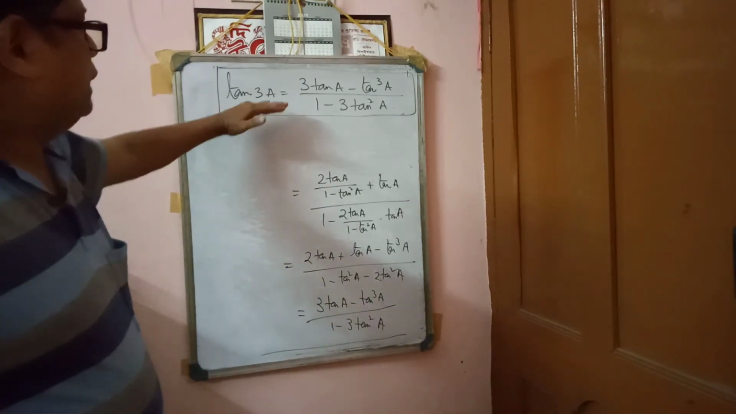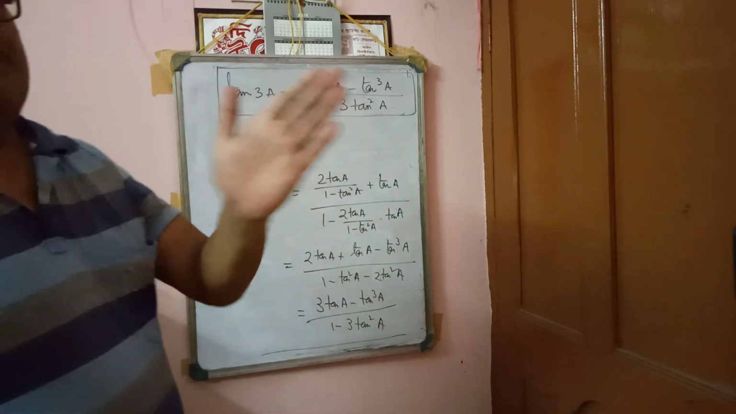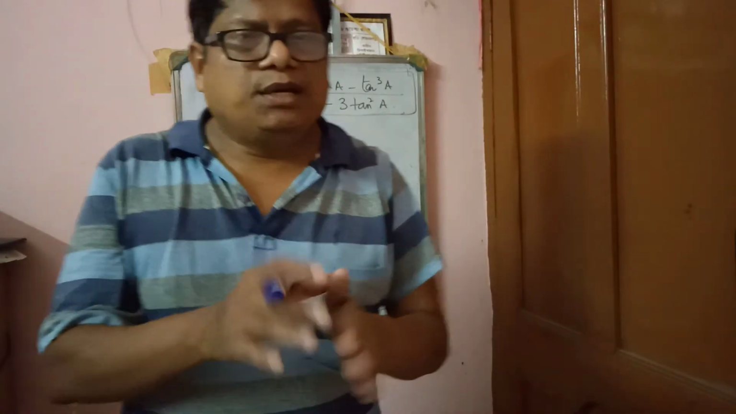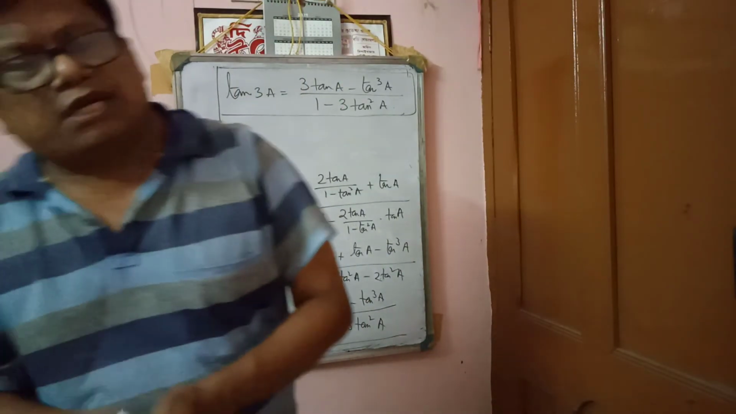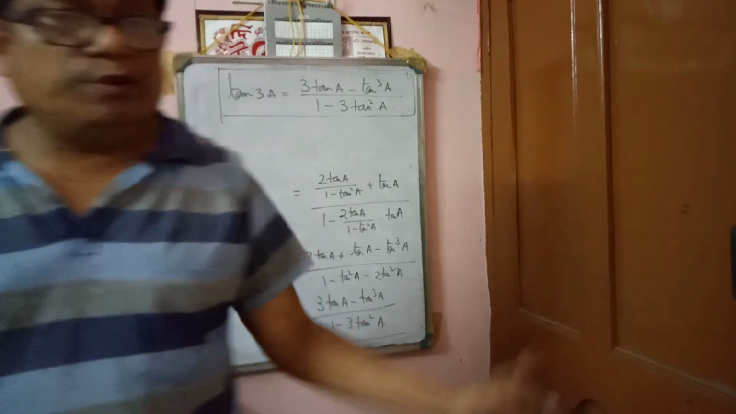So keep in mind: sin 3A is 3 sin A minus 4 sin cube A, cos 3A is 4 cos cube A minus 3 cos A, tan 3A is 3 tan A minus tan cube A by 1 minus 3 tan square A. All of you remember.